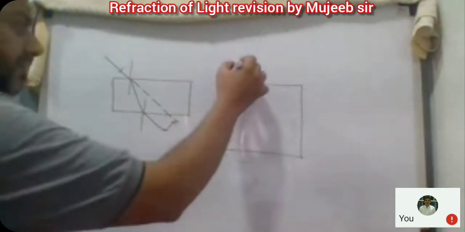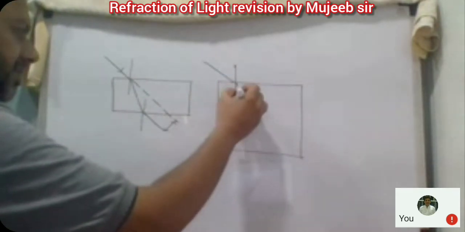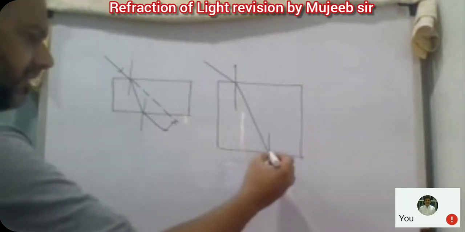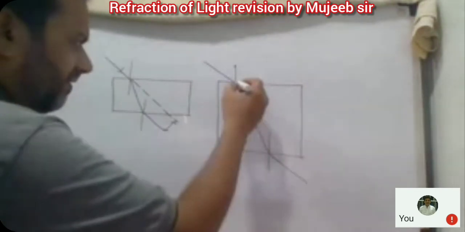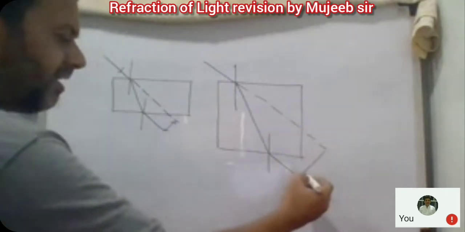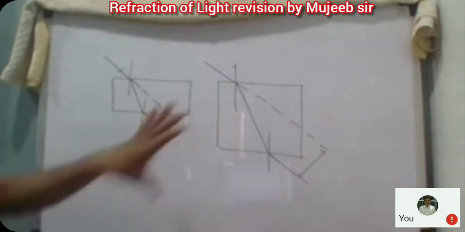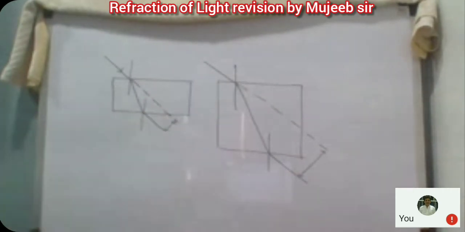Now keep the same angle of incidence, that is 45 degrees. Then the light will bend by the same amount. It will go over here and then come out at the same angle of 45 degrees. Then extend this, and you will find that the lateral displacement has increased. As the thickness of the glass slab increases, the lateral displacement will also increase.